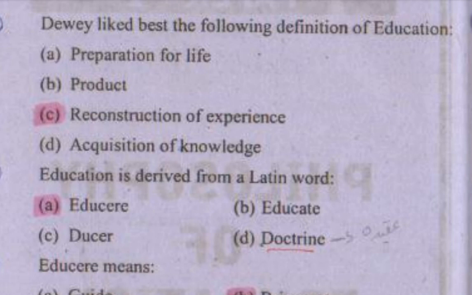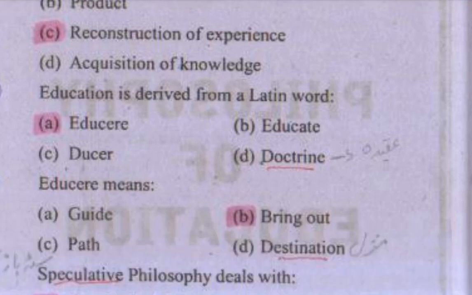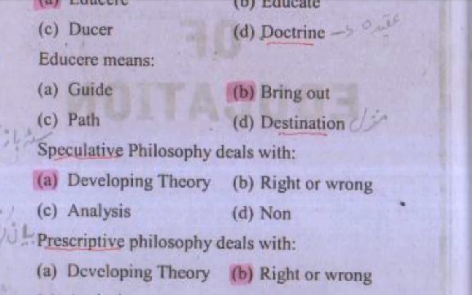So the first question is, Dewey liked best the following definition of education. Its answer is option C, reconstruction of experience. Second question, education is derived from a Latin word. Its answer is option A, educare. Next question, educare means, its answer is option B, bring out.